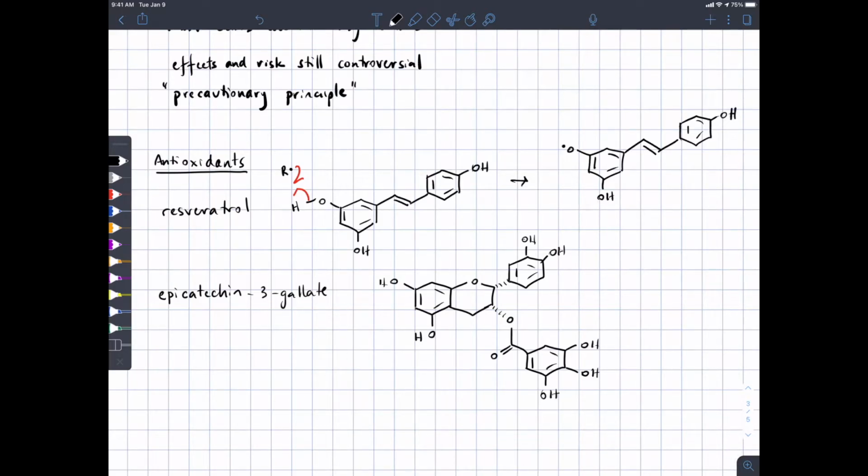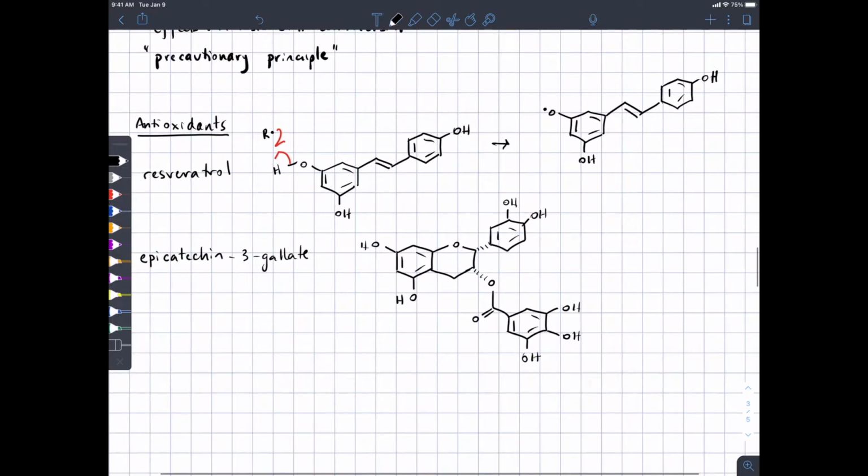The goal for antioxidants is to have a molecule that's very stable as a radical so it doesn't go on and react. It's kind of like a radical trap. Here's another one that I think comes from green tea. It's epicatechin 3 gallate, and it has a lot of these OH groups on benzene rings.